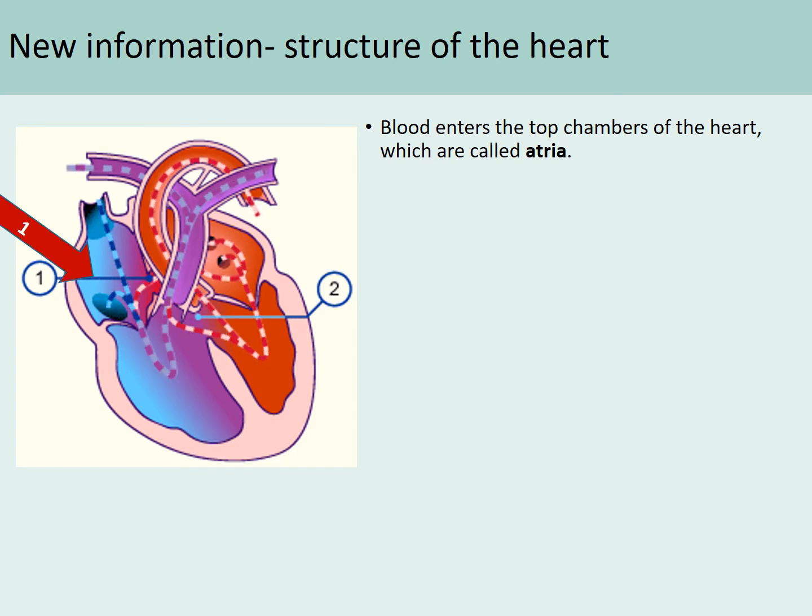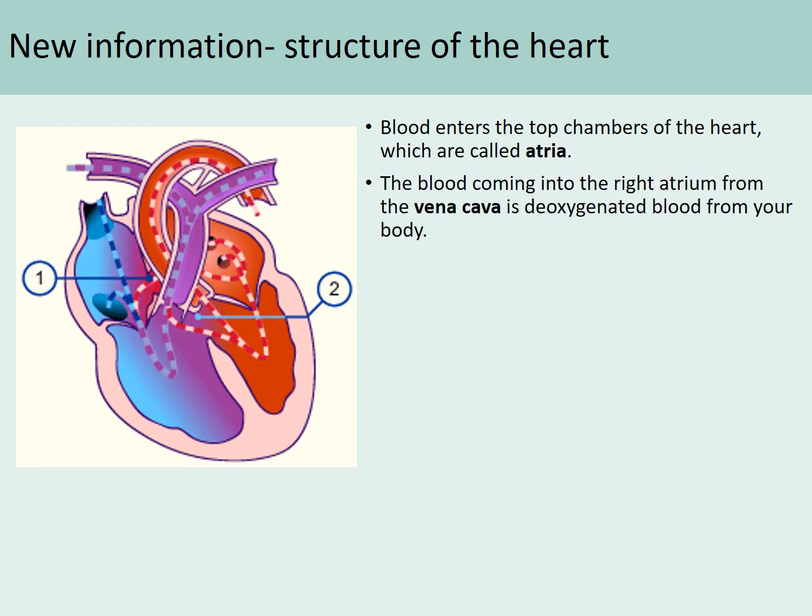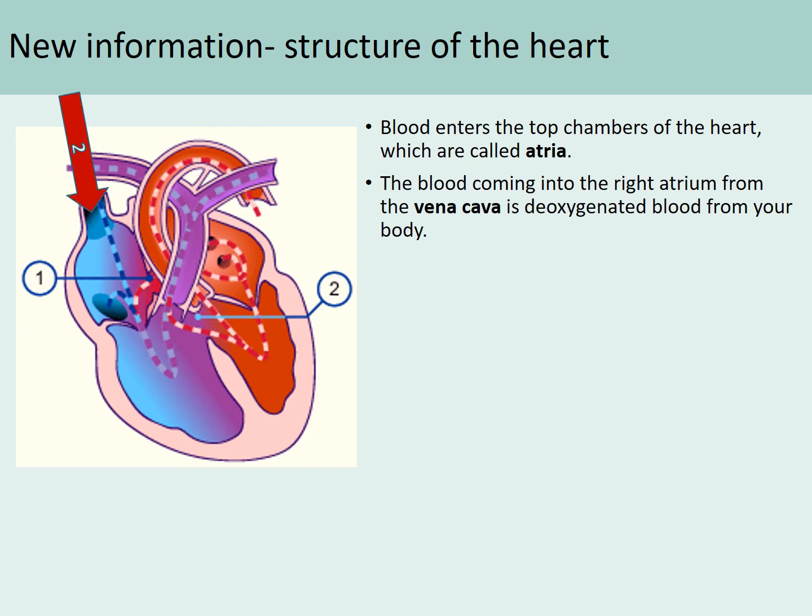And that is shown here. The blood coming into the right atrium is from the vena cava, and that won't have much or any oxygen in it at all. We say it's deoxygenated because it's come from the body. All that oxygen has gone to all the different parts of the body. So you can see here on number 2 that the blood is coming from the body through the vena cava and it goes into the right atrium.